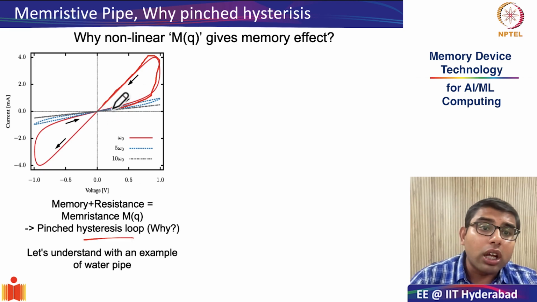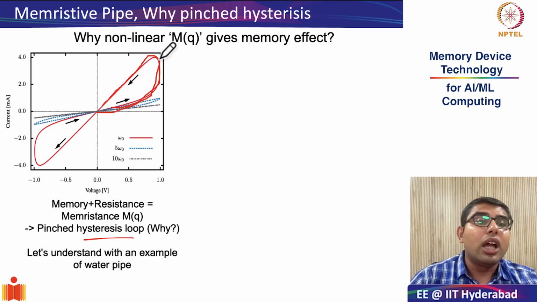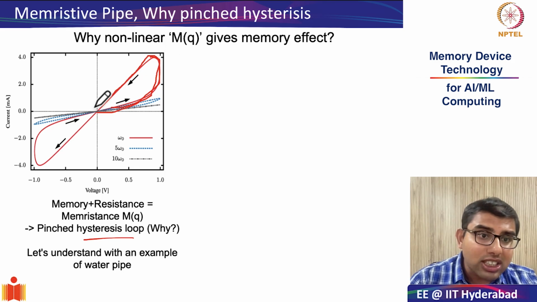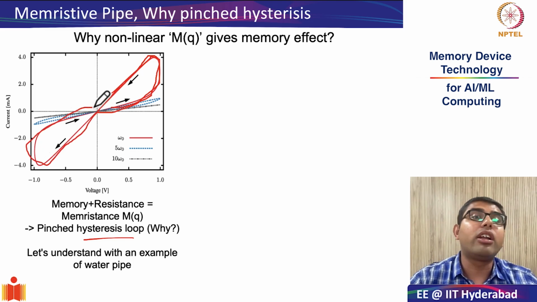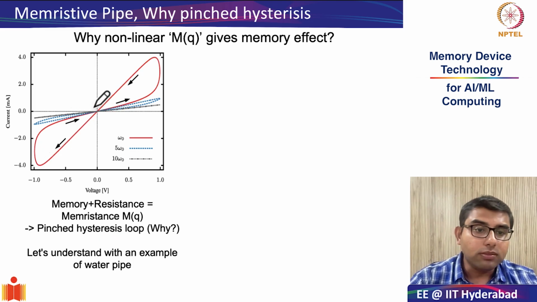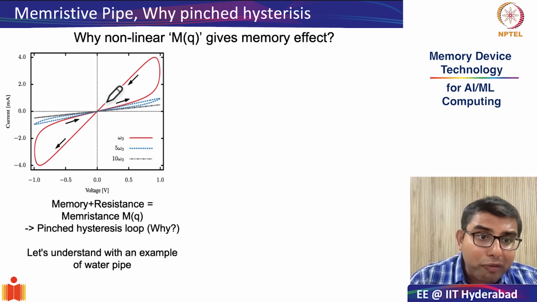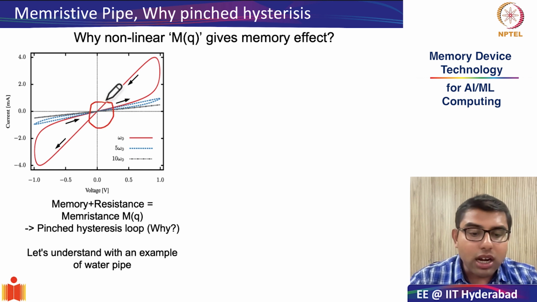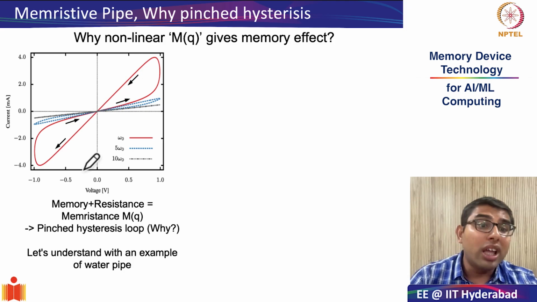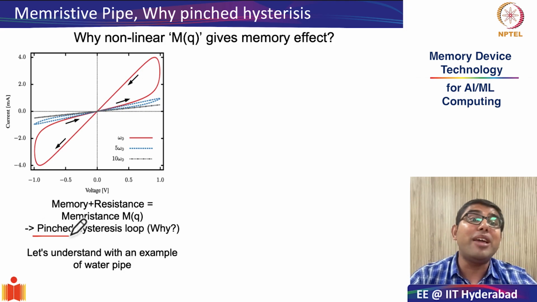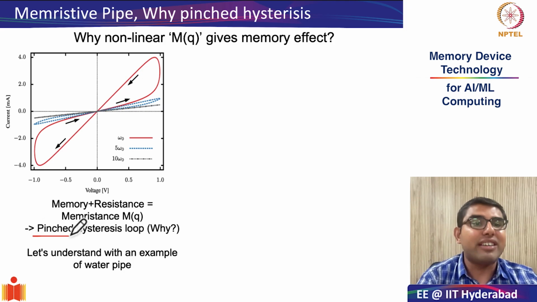And you see that it follows the same behavior whether you apply positive voltage or negative voltage. So you see a hysteresis in the positive voltage also. You see a hysteresis in the negative voltage also. The meaning of pinched hysteresis is that at V equal to 0, I is also equal to 0. And this pinched hysteresis is very important because we are dealing with passive elements.